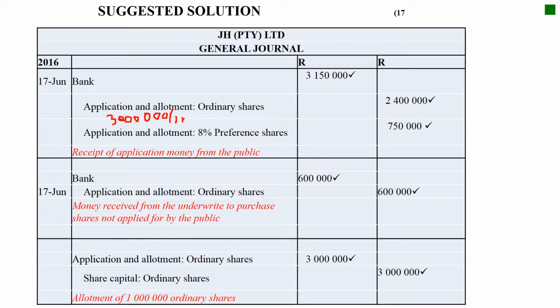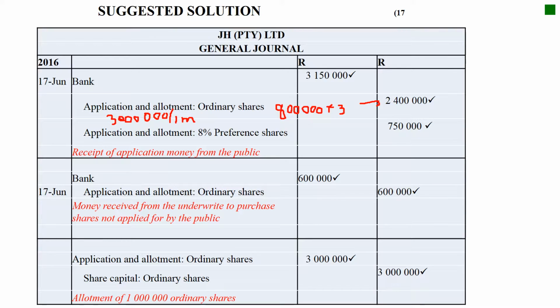So as a result, since they applied for the shares at 3 rands each, and they actually subscribed for 800,000 shares, we simply multiply the 800,000 that we received by 3 rands. That gives us a total of 2,400,000.